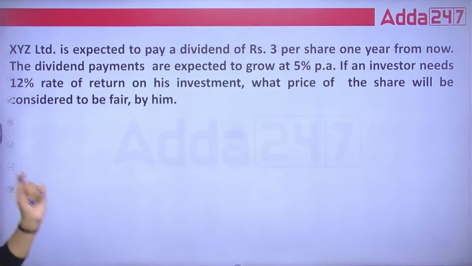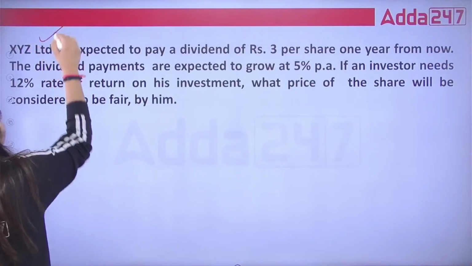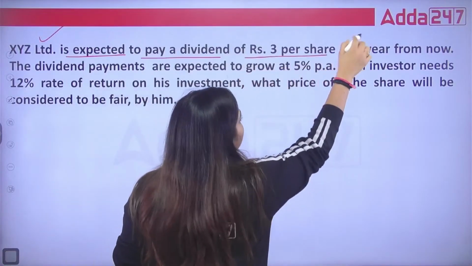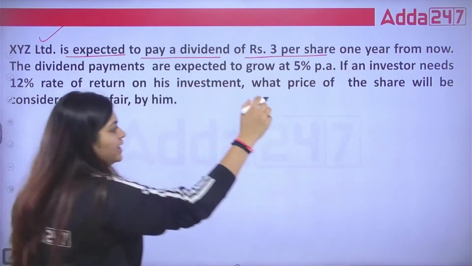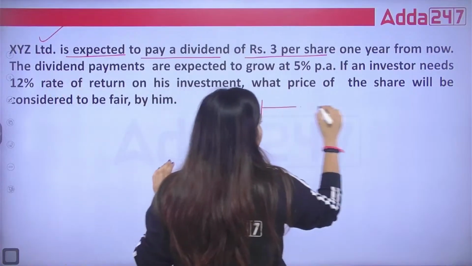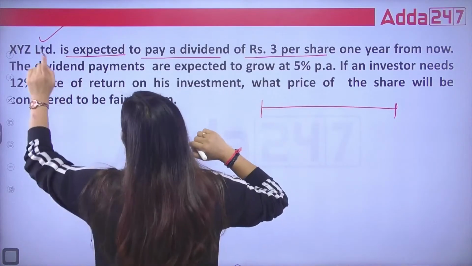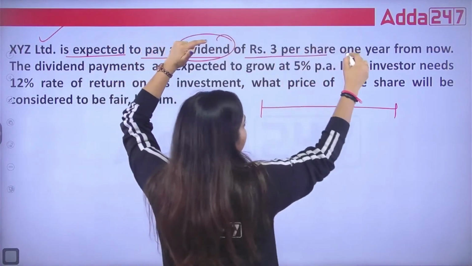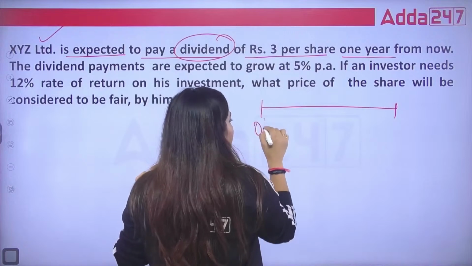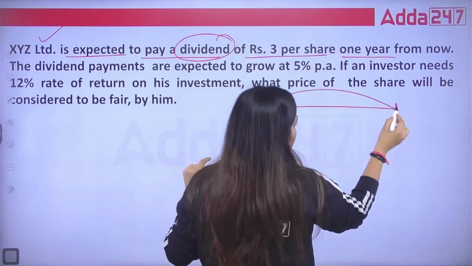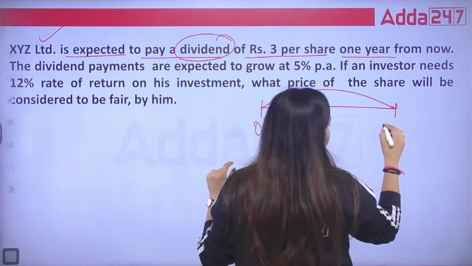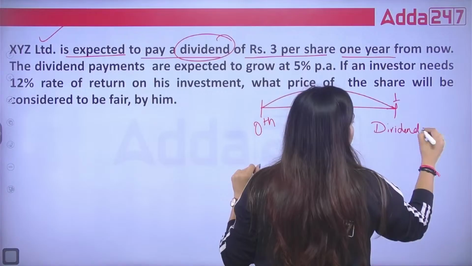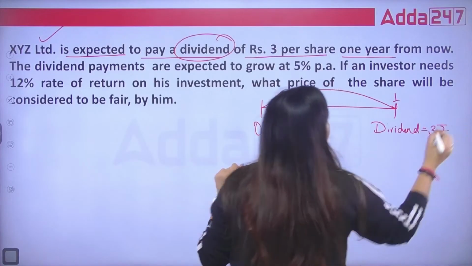So let's practice one question based on this. XYZ Limited is expected to pay a dividend of 3 per share 1 year from now. Let's analyze what we are reading here. This is the 0 time period, and they are saying after 1 year, after 12 months, you are going to receive a dividend in the first year, that is rupees 3 from now.